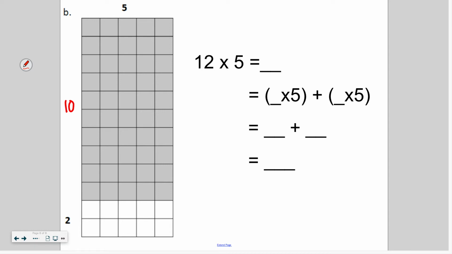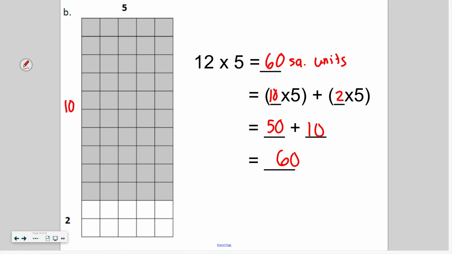What do we fill in our first empty spot? 10. And our second, 2. So let's go ahead and solve that. 10 times 5 and 2 times 5. What are those products? That's 50 and 10. And 50 plus 10 is 60. So the area of this rectangle is 60 square units.